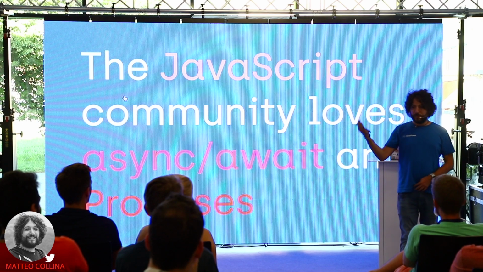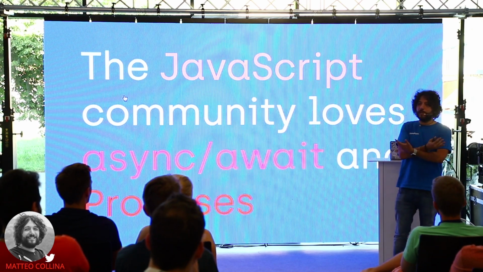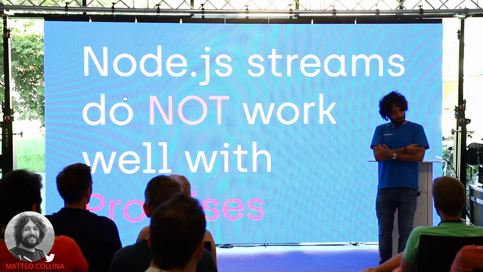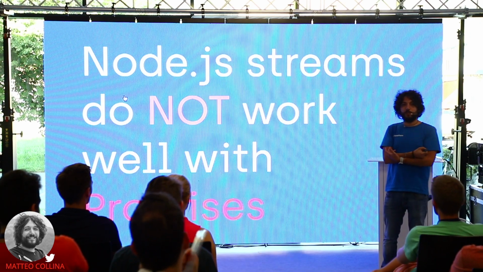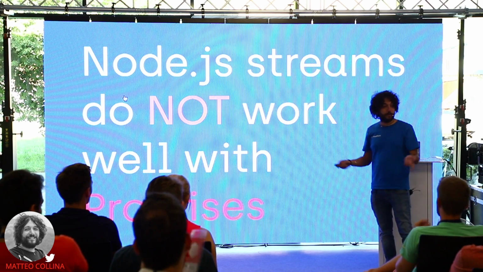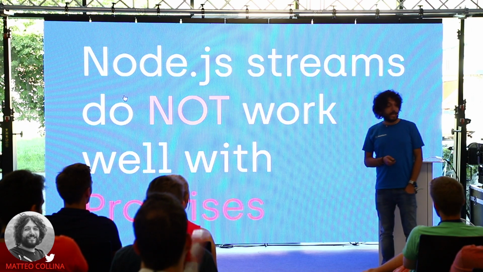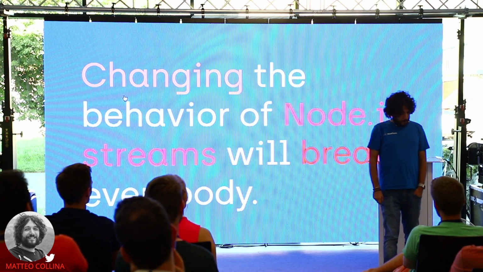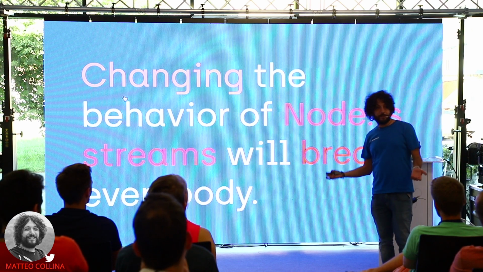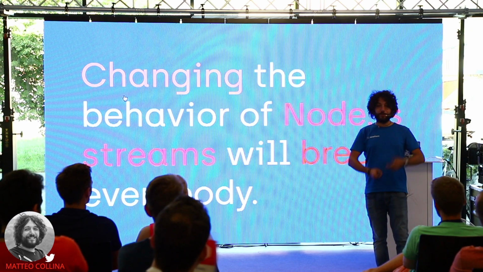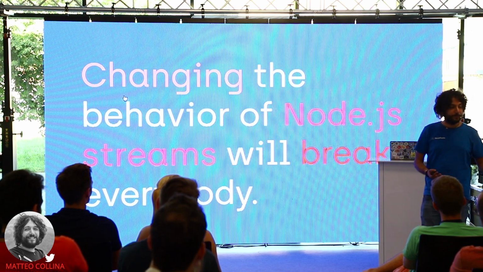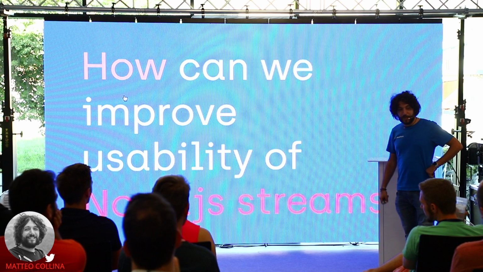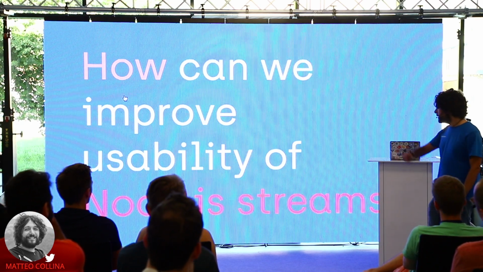My feeling about streams and async await is that if you mix the two, you make a lot of popcorn. Okay, the two do not play well together from any point of view. It's just a total mess. So you can't really use them together. Again, I cannot make them promise-aware without breaking anybody. I cannot make a nice promise interface on top of them because I can't really change the behavior. So we have a question now, and it's how do we improve the usability of Node.js streams?